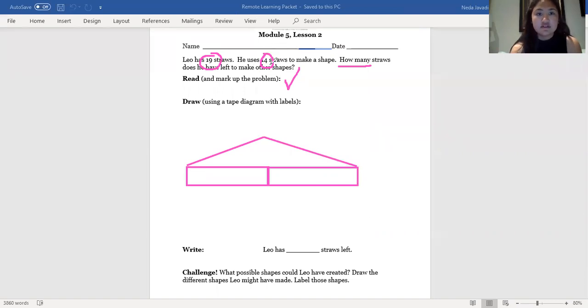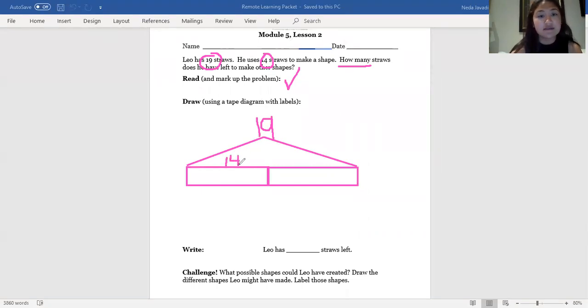So I'm going to add those two lines. One right there, one right there. Cool. So he has 19 straws. Then he uses 14 of them. If he uses 14 of them, that means he used them for something else. That means they're in a different place. So he started with 19. So that tells me 19 is my total. So I'm going to write it up here where the total goes. Then if 19 is my total, I know that 14 is one of my parts. So I'm going to fill that in on my tape diagram.